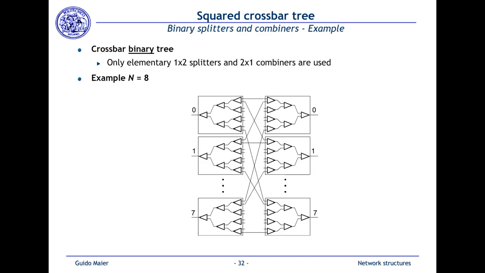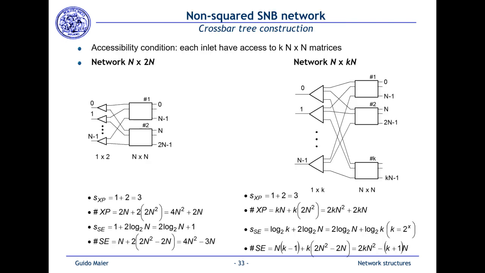Now we can think of other possibilities. For example, with the multi-stage approach, we can also build networks that are actually rectangular. For instance, here you have n inlets and 2n outlets. This can be built with two stages. The first stage is splitters, and the second stage is switching matrices. In the second stage, you use square switching matrices of size n by n. In the first stage, you use 1 by 2 splitters. So in the second stage you have only 2 switching matrices. In the first stage, each splitter decides, for its inlet, whether to use the top matrix or the bottom matrix.